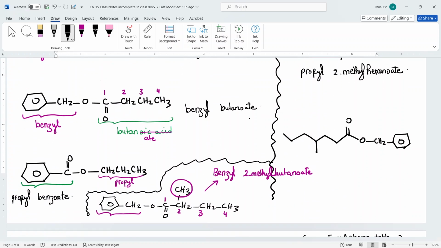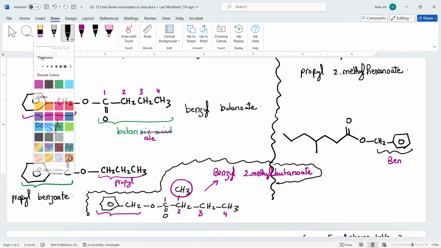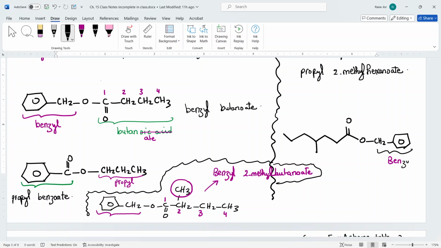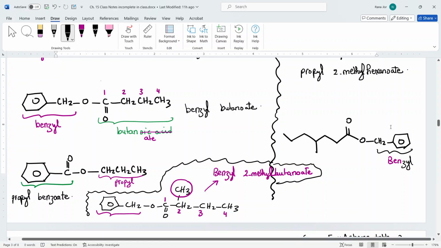Same thing over here. I am naming the group that is connected to the oxygen first, and that is considered to be a benzyl group. You have to know the difference between a benzyl group and a phenyl group. A phenyl group is just a benzene, no CH2. Then you name it a phenyl. But if there's a CH2 in there, then that is called a benzyl, and then the rest of the name.